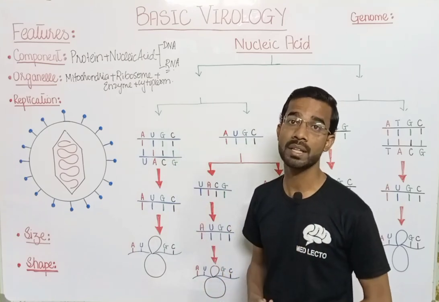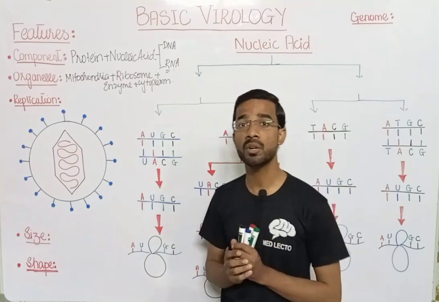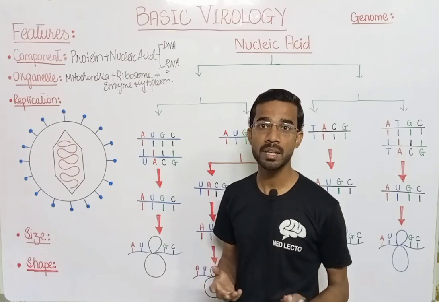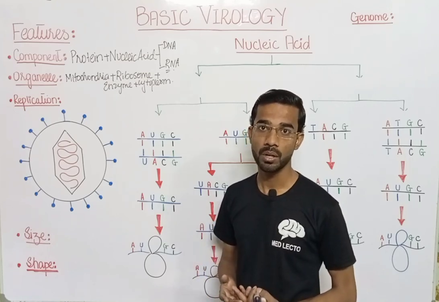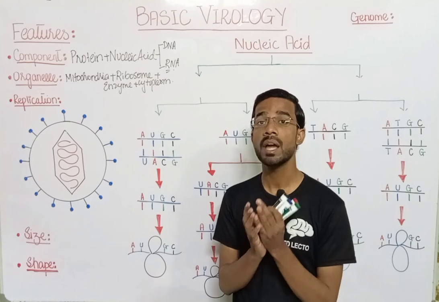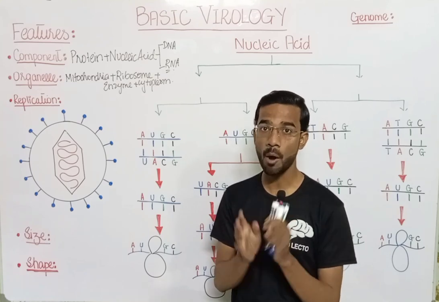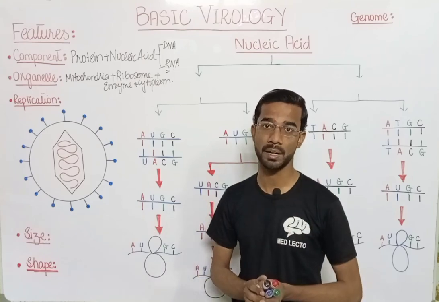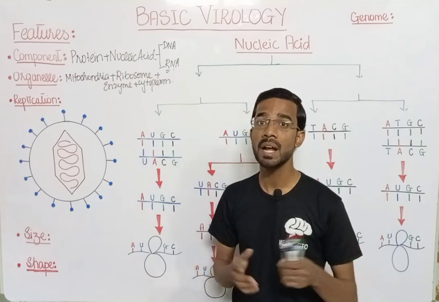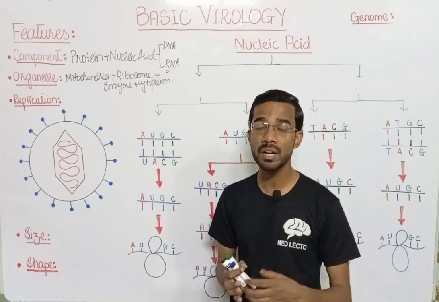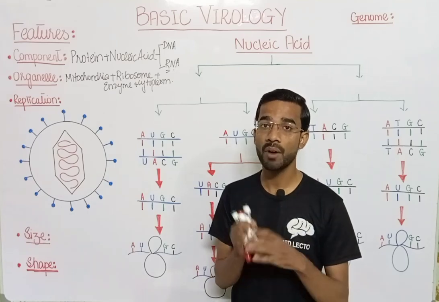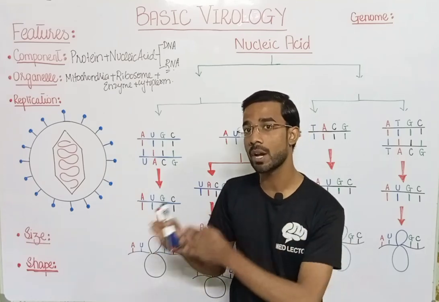Then how can viruses replicate? Actually, viruses require a host for replication. The host may be humans, animals, and even different bacteria. On the basis of this, we call viruses obligate intracellular parasites. Obligate means restricted to a specific environment. Intracellular means inside of the cell. And a parasite lives in the host, gets nutrients, and may cause harm to that host. That's why we call viruses obligate intracellular parasites.